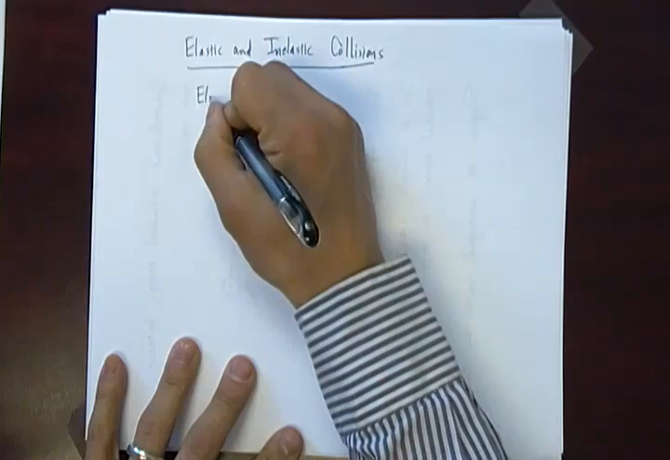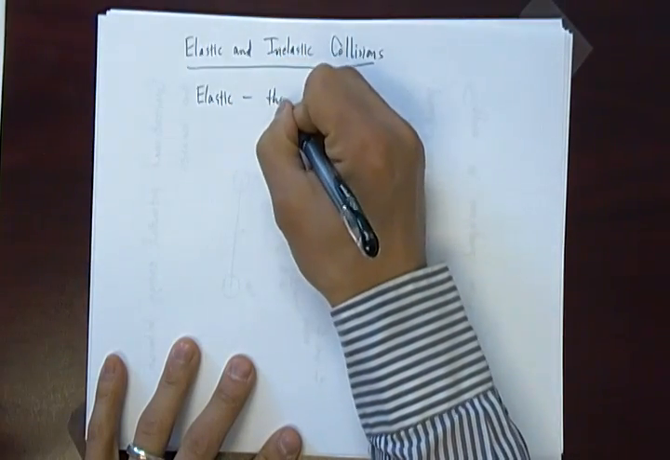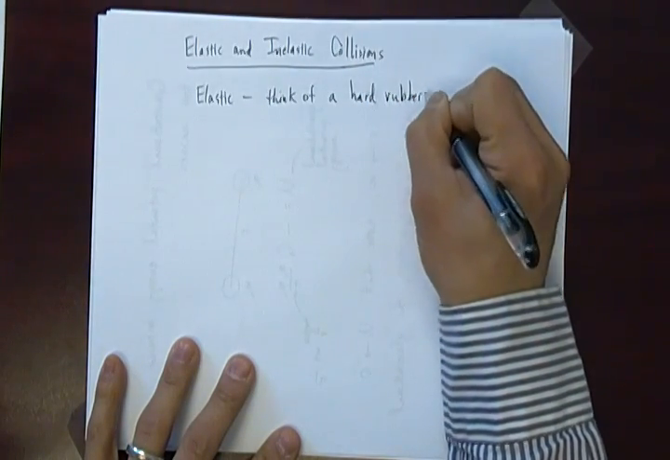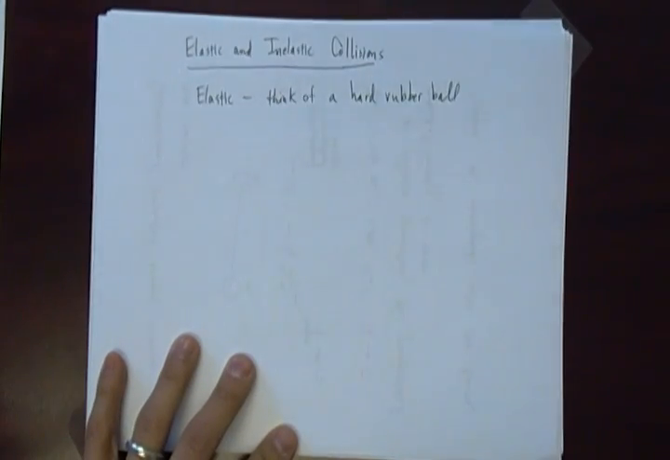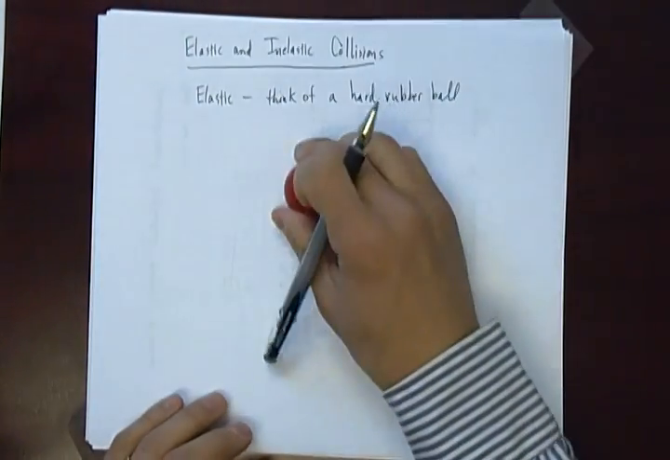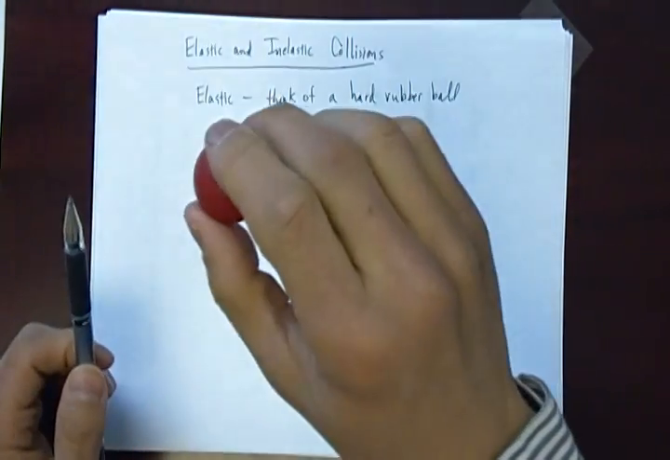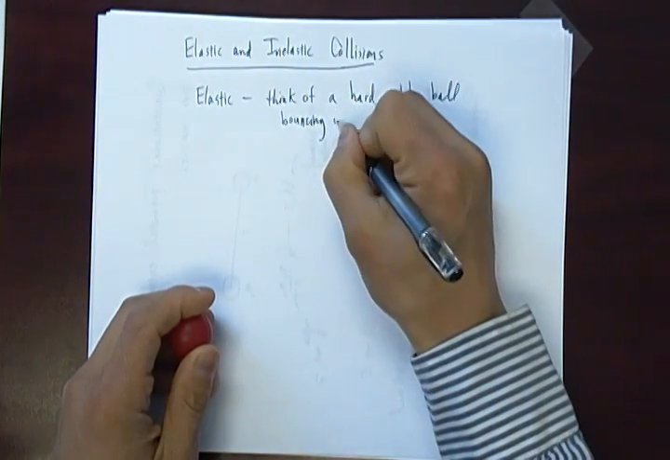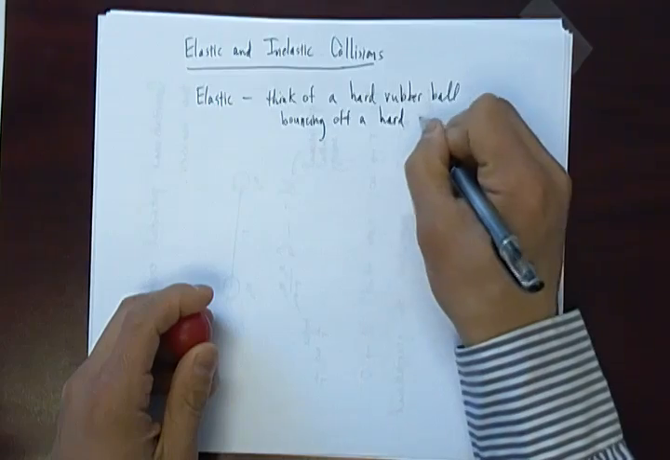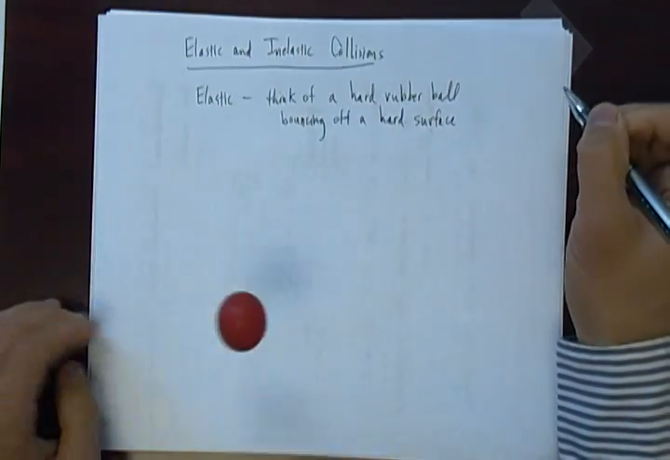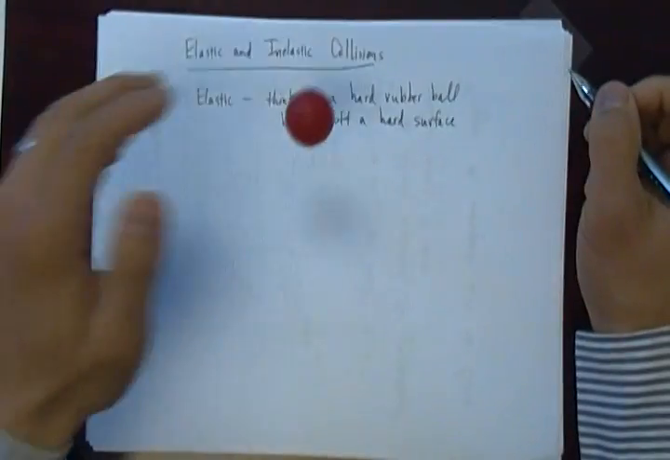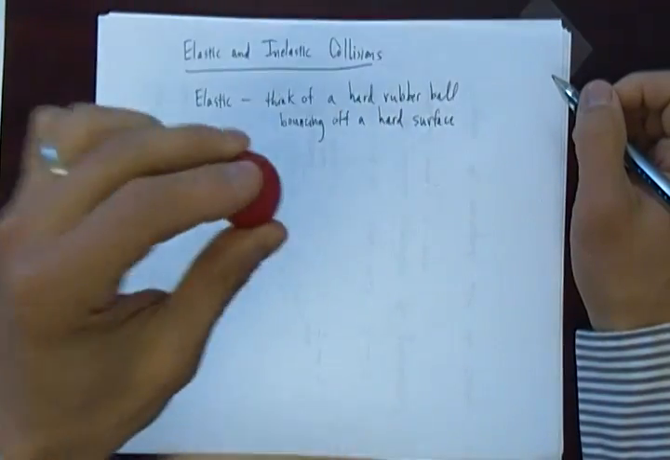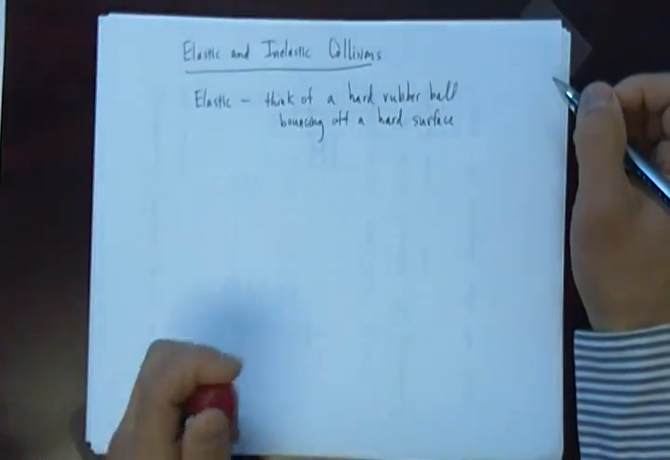Alright, so elastic, you just saw, think of a hard rubber ball. Okay, you don't need to think of it, you can just see it here, something like that. An elastic collision, think of a hard rubber ball bouncing off a hard surface. Okay, like this. Alright, so if it was perfectly elastic, the ball would not lose any energy. It would actually bounce like this. Okay, that's sort of the ideal elastic collision.